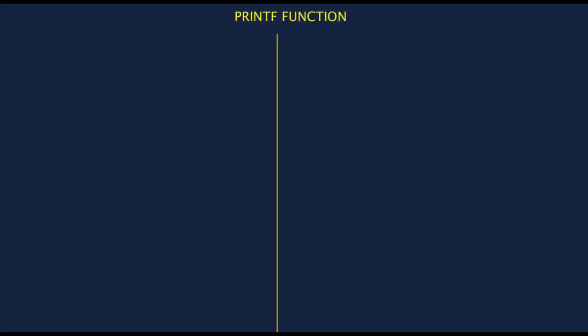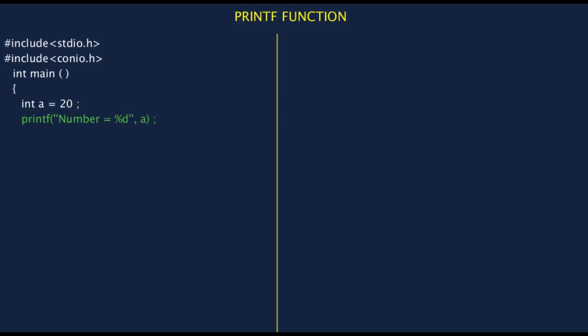And now let's take an example to understand the printf function and format specifiers. First we include our header files, that is #include <stdio.h> and #include <conio.h>. Then our main function starts, that is int main, curly braces open. Then we declare a variable of type int, its name is a and its value is 20. Then we print that variable using the printf function. In double quotes we write number equals %d, comma, the value we want to print. Then return 0, then curly braces closed.